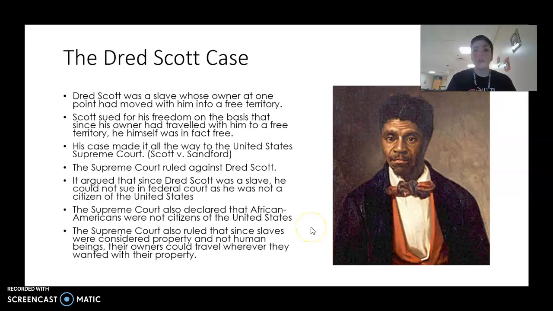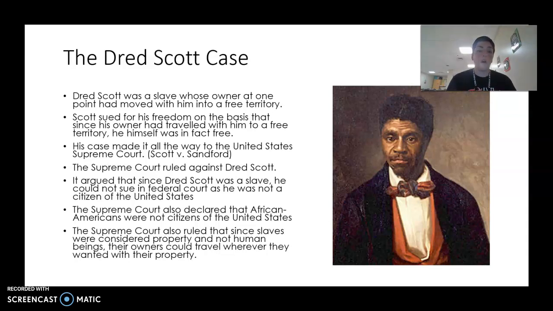The Dred Scott case, we're going to learn a little more about this tomorrow too. Dred Scott was a slave whose owner moved to a free territory with him. And Dred Scott sued for his freedom. So when he got there, he was like, my owner moved me to a free state. I'm in a free state. I shouldn't have to be a slave here. And so he sued for that right.